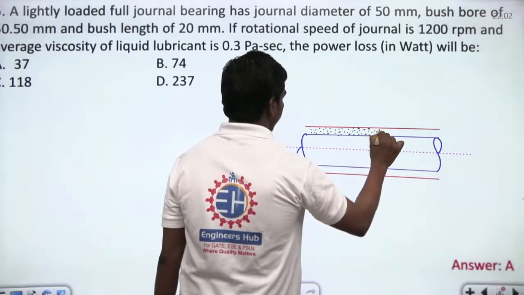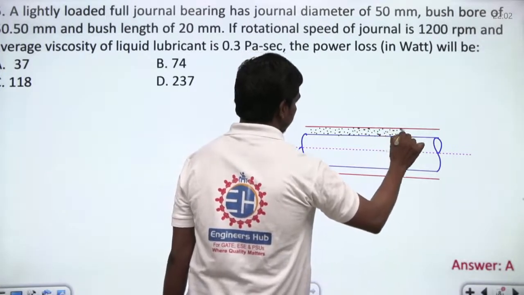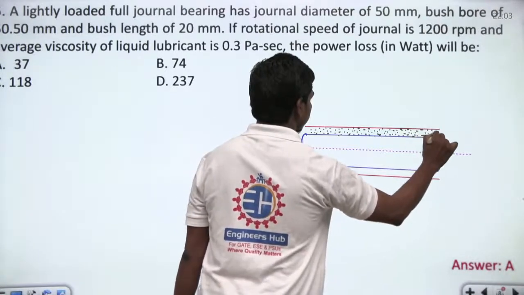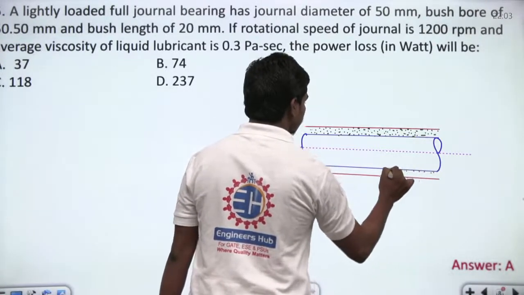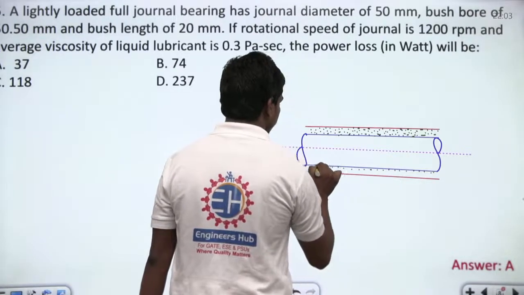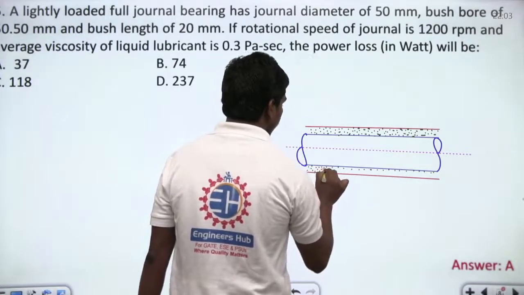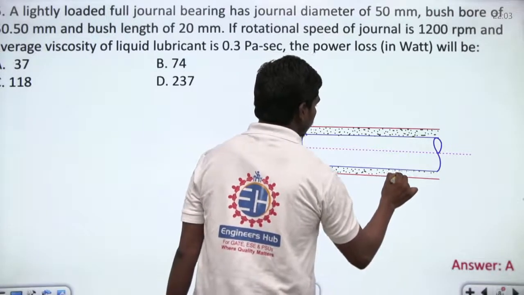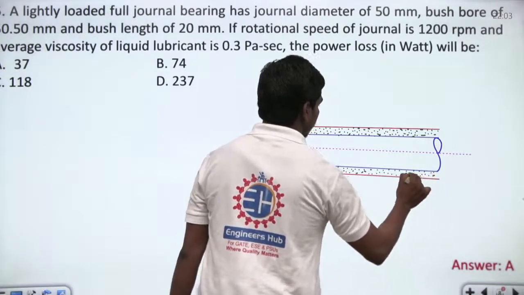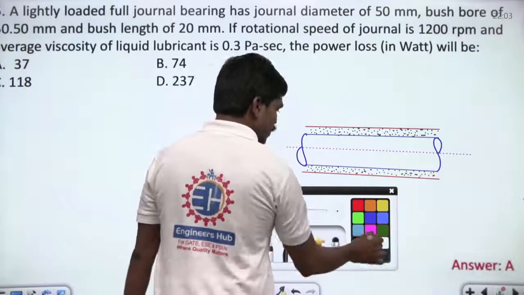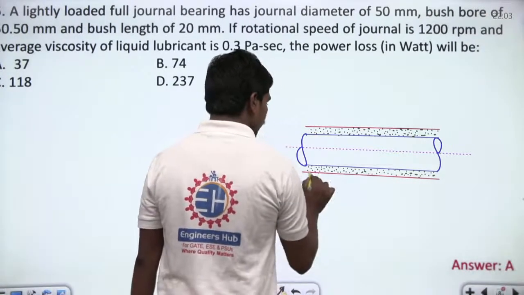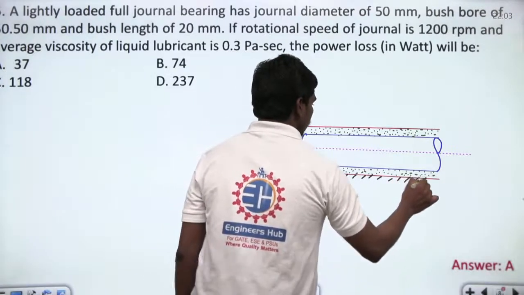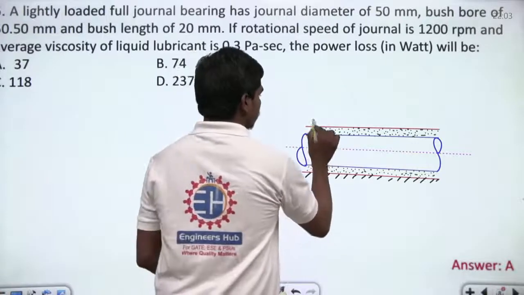There is some viscous oil present in between the shaft and the journal. And what happens generally? This journal is something fixed, correct? So the journal is fixed, and of course there is some viscous oil in between these two. Fine. So if you try to see carefully, this journal will be fixed.